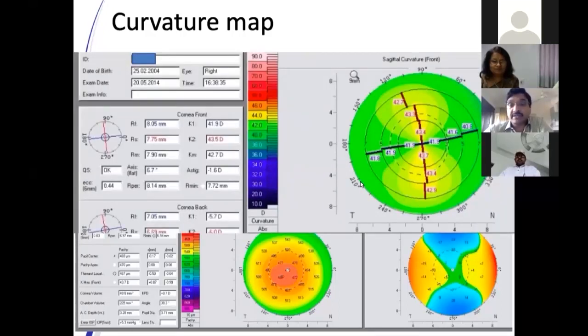So when you see a picture like this, what are the things that you look at? See whether this cornea is symmetrical. What do I mean by symmetry? Whether the upper half and the lower half are the same, or comparable?